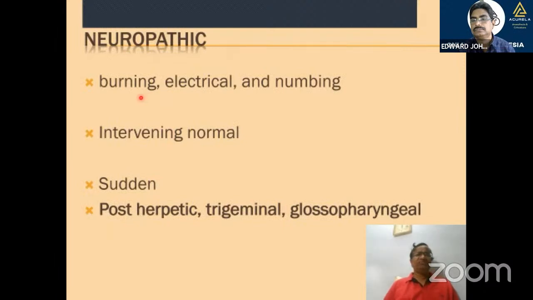Neuropathic means burning, electrical, sometimes numbing. The intervening period is normal. Suddenly, just a burning sensation for half an hour, then it becomes normal. The intervening period is normal. That is not there with a nociceptive stimulus. Examples are postherpetic, trigeminal, glossopharyngeal neuralgia.